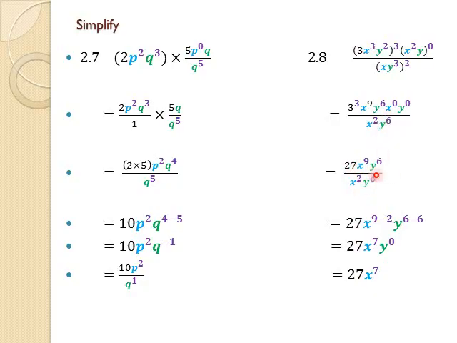From there now, second law, because we are only left with division. 27 stays 27. X, 9 minus 2. Y, 6 minus 6. Right, 9 minus 2 gives me 7. 6 minus 6 gives me 0. And therefore I'm left with 27 x to the 7. And y to the power 0 is simply 1. And 1 times anything stays the same.